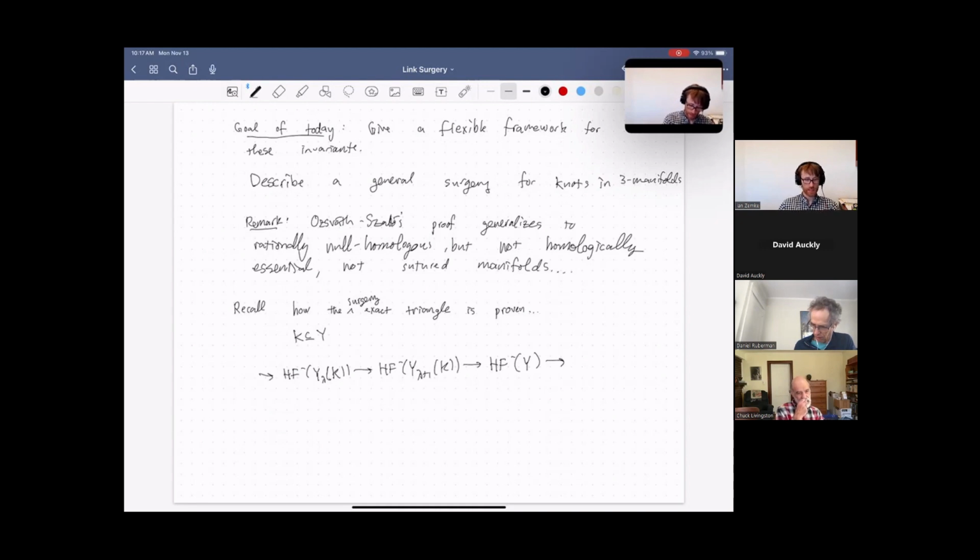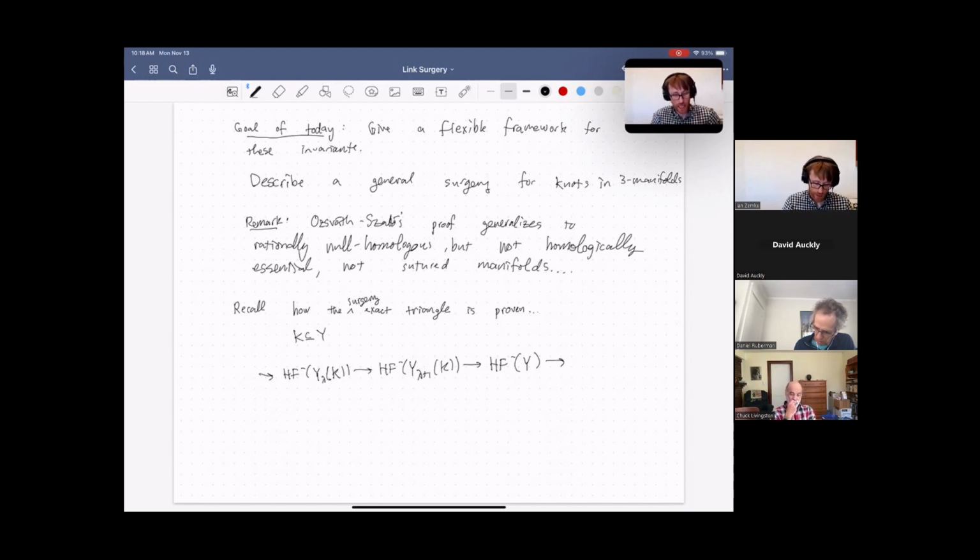So this is the exact triangle, and this is one of the key tools in proving the mapping cone formula. The mapping cone formula is basically just an exact triangle. In homological algebra, the mapping cone formula is equivalent to a long exact sequence. And Ozsváth and Szabó's original proof of the mapping cone formula was to use a generalization of this standard surgery exact triangle. And so what I want to do is describe how to actually prove this, or one perspective on it, which is very nice.